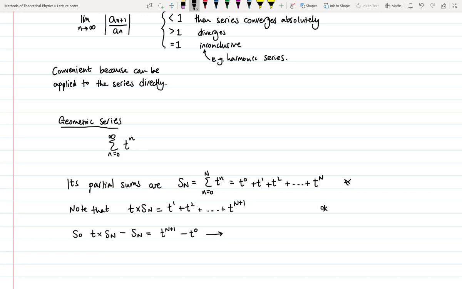And you can rearrange this to give you that the partial sum Sn is t to the n plus 1 minus 1, which is t to the 0, divided by t minus 1. And this assumes that t does not equal 1, because then the denominator equals 0.